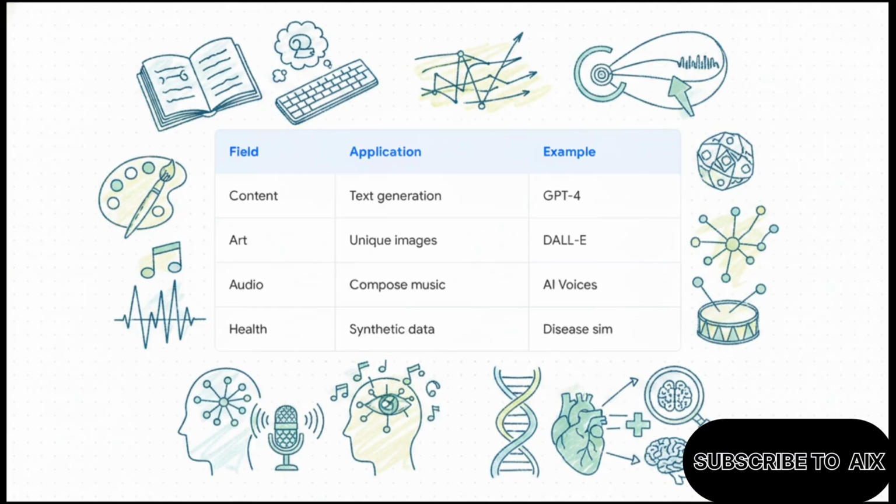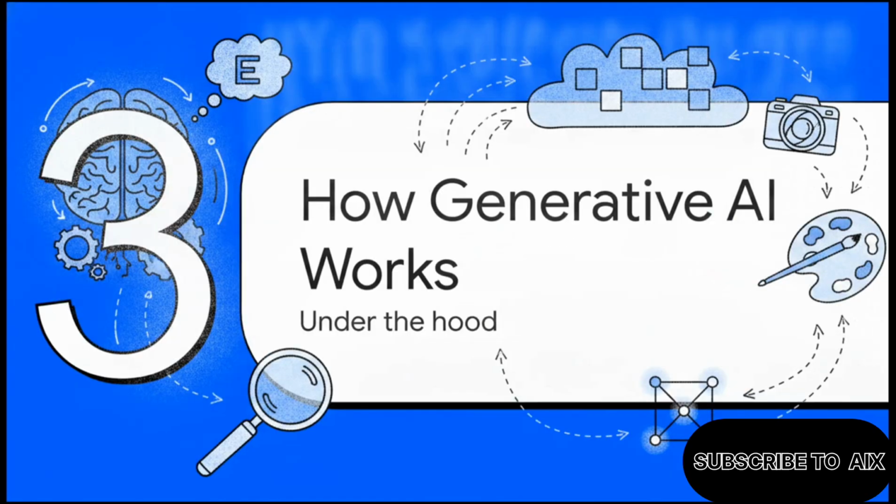But it doesn't stop there. In music and audio, AI is literally composing tracks and replicating voices. And honestly, the healthcare stuff is mind-blowing. It's simulating disease progression and whipping up synthetic medical data, which is helping doctors and researchers get life-saving insights way faster. Okay, section 3. How generative AI works under the hood.